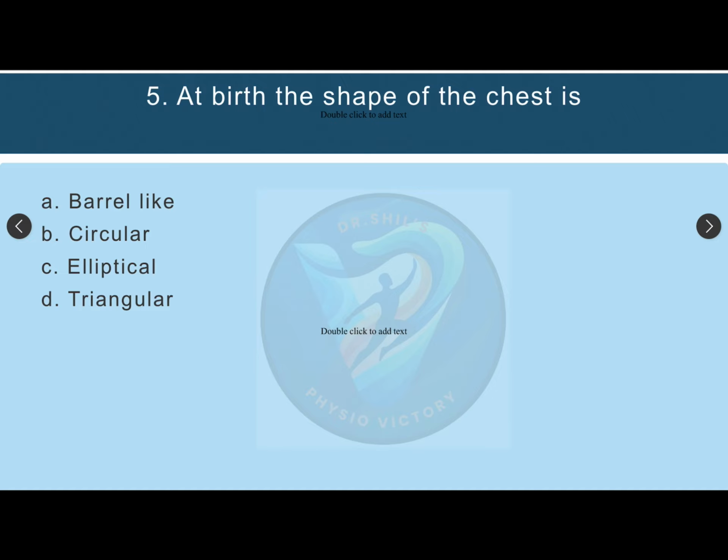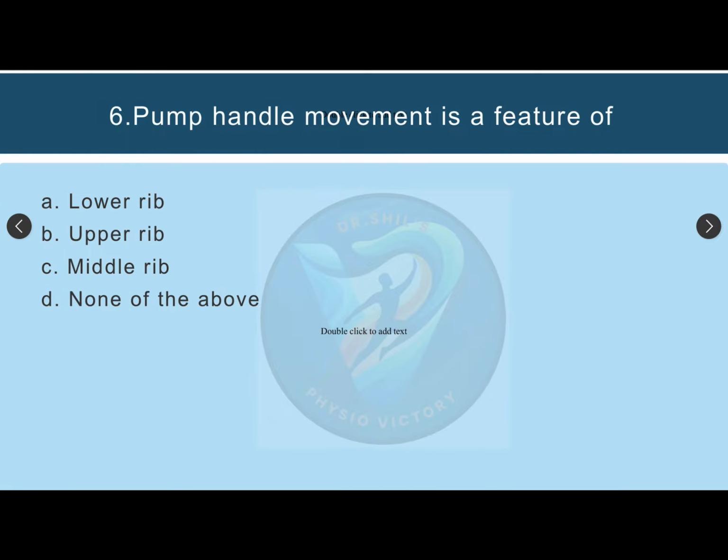Next question. At birth, the shape of the chest is option A, barrel-like, option B, circular, option C, elliptical, option D, triangular. Here, the correct answer is option B, circular. In newborn, ribs are horizontal, anterior-posterior diameter is nearly equal to transverse diameter. So, the chest is basically circular.